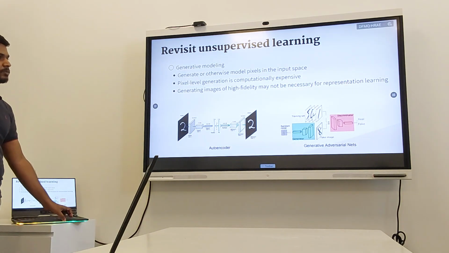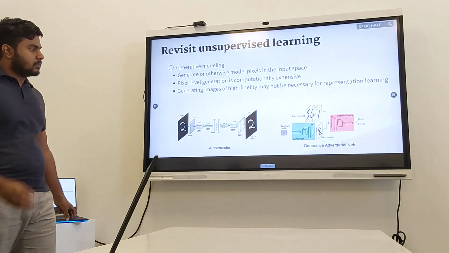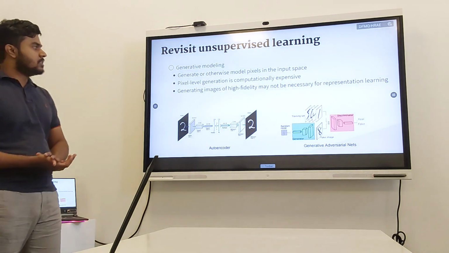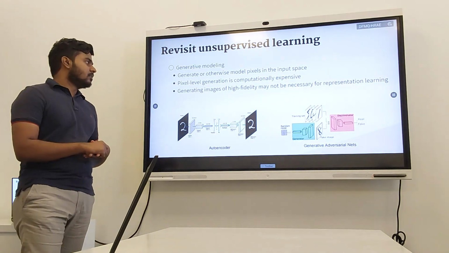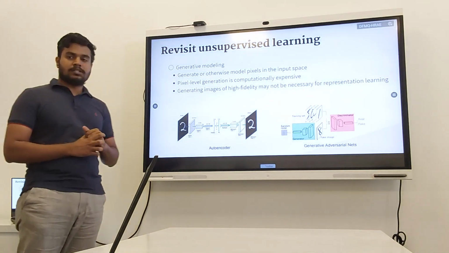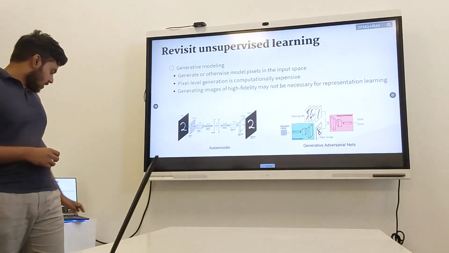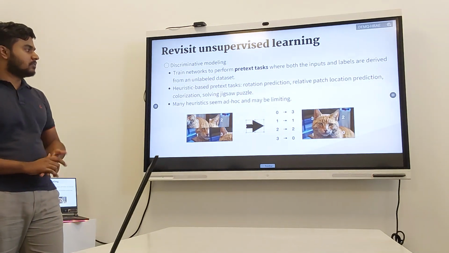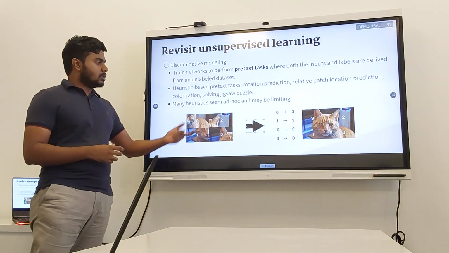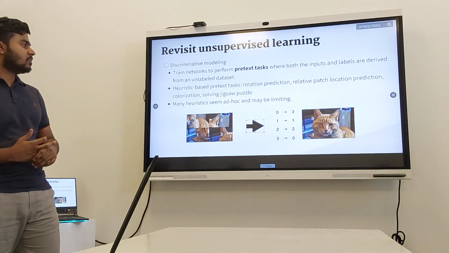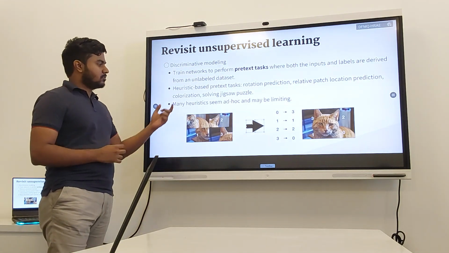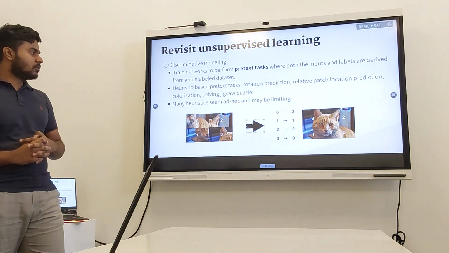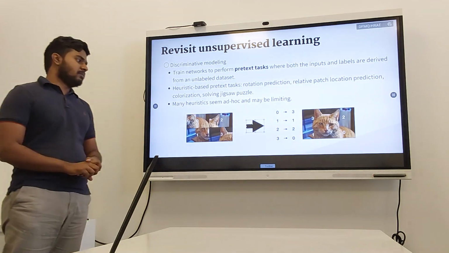If I revisit unsupervised learning again, it can be categorized into mainly two parts. Generative modeling: in generative modeling, we generate or model pixels in the input space. This pixel level generation is computationally expensive. And the other one is the one I talked about earlier, discriminative modeling, where we use pretext tasks to learn representations from an unlabeled dataset. These pretext tasks are heuristic, so normally you have to do trial and error to get the best one. Most of them are ad hoc and maybe limiting.